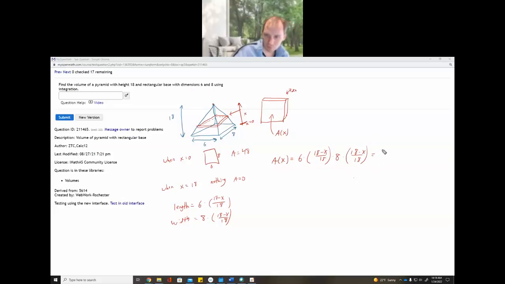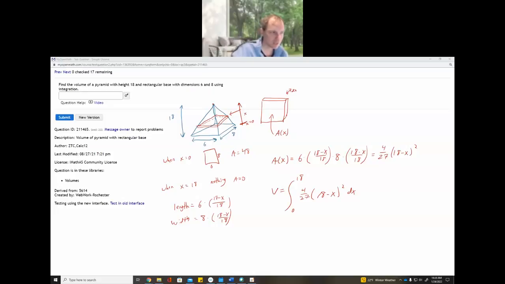I'll write that a little bit more simply. That's 4/27 times (18 minus x) squared. Then for the volume, I'm just going to be integrating that function. I'm going to start when x is 0 and end when x is 18. So that's how I can set up the volume as an integral instead of just using the volume equation.